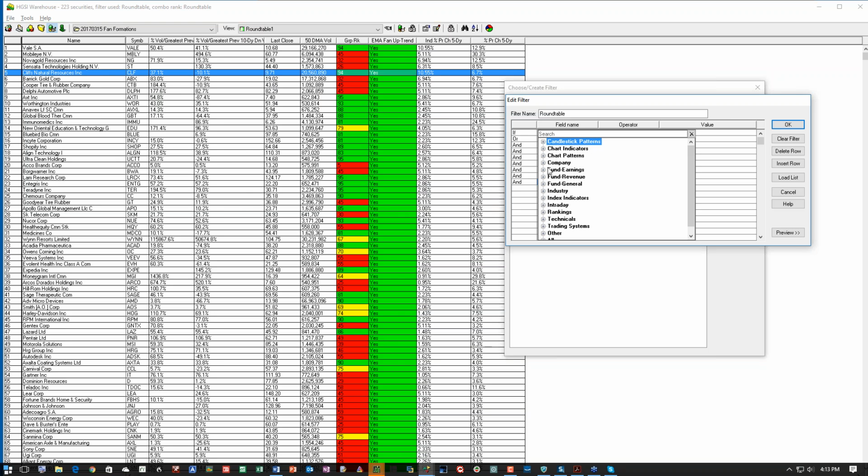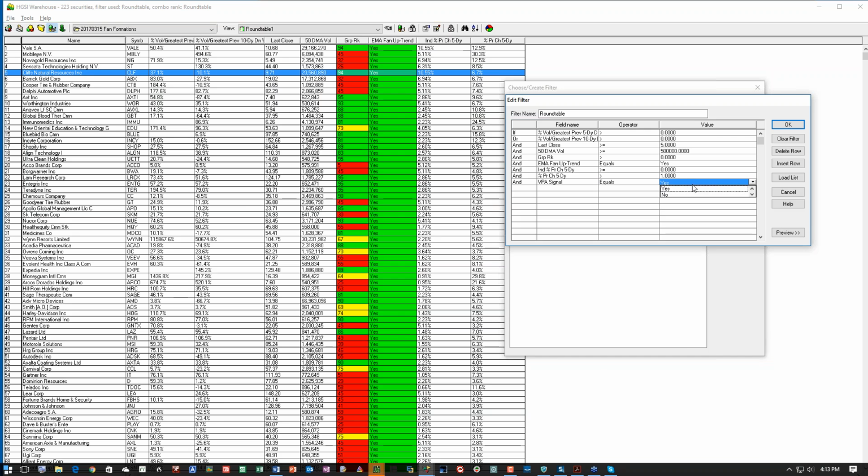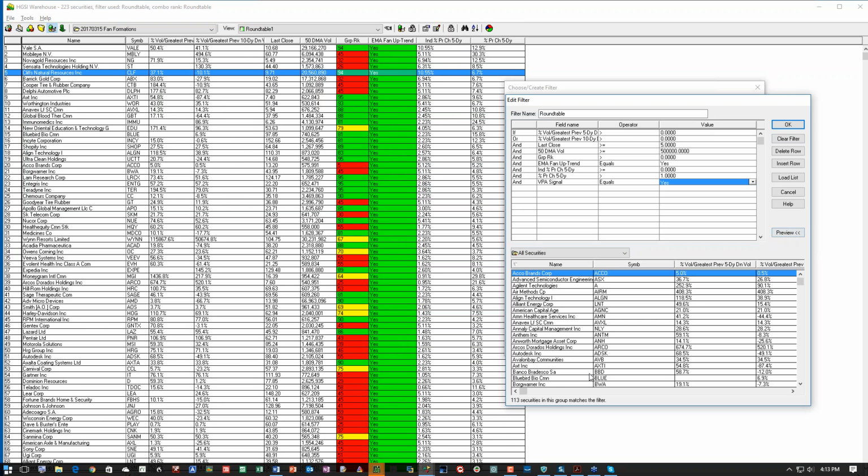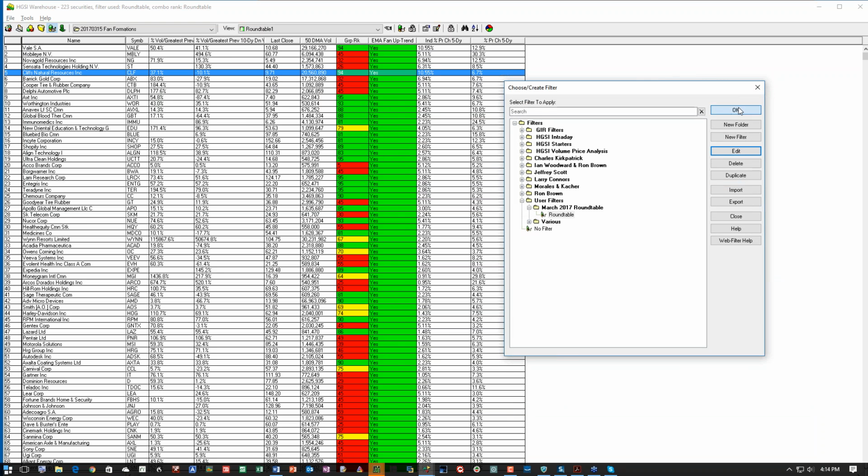Let me finish this VPA thing, and then we'll go back to it. You could put a VPA signal equals yes, and that would cut it down to 113. But you don't know if the VPA is positive or negative. More than likely, it's going to be positive. You would have to put in all those VPA flags like I did in my VPA filter. So I'm just going to cancel out of that.